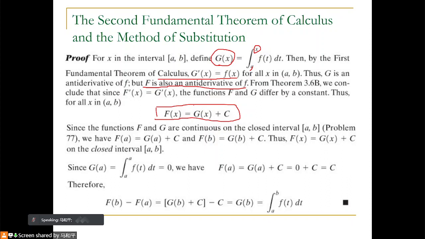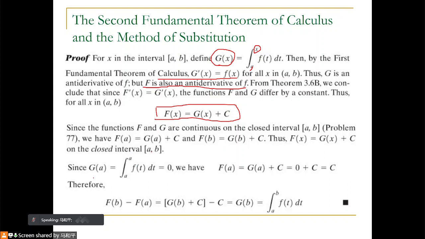And we have the relationship between F and G because they are both antiderivatives of f. So we can write F(x) is equal to G(x) plus C. And since the functions F and G are continuous on the closed interval [a,b], if we write x is a, we have F(a) is equal to G(a) plus C, and F(b) is equal to G(b) plus C. Thus, F(x) is equal to G(x) plus C on the closed interval [a,b].